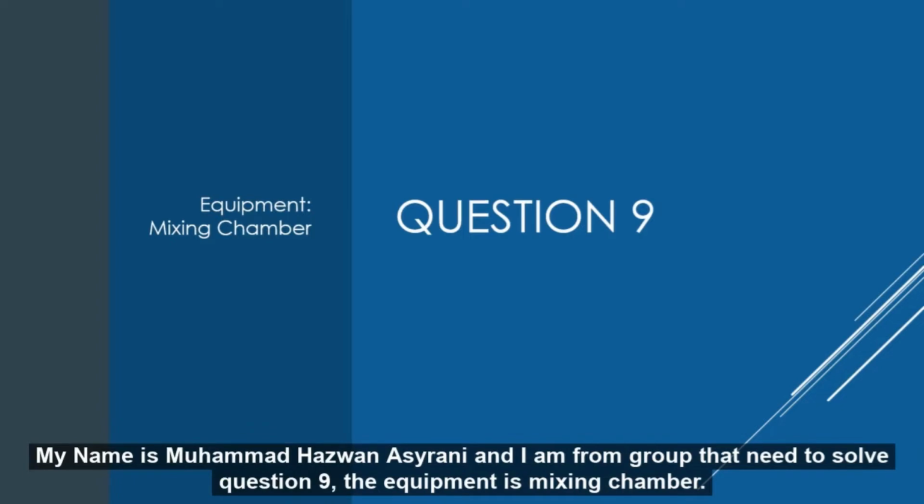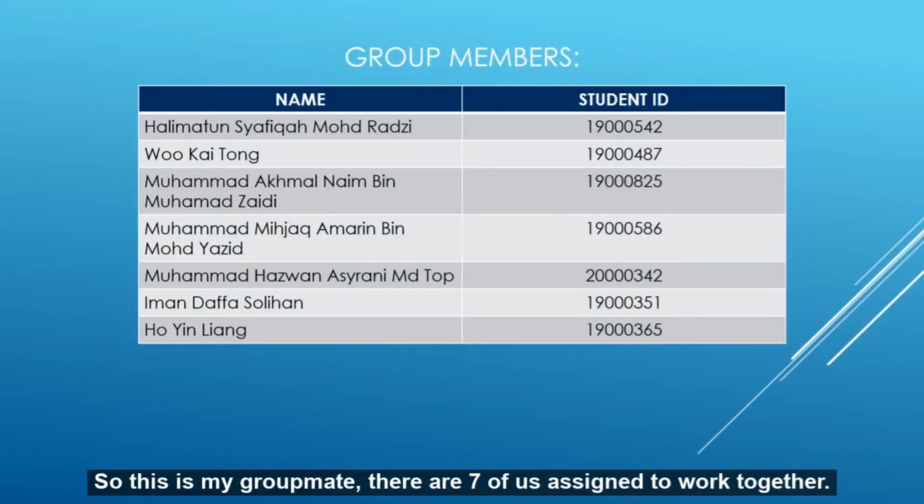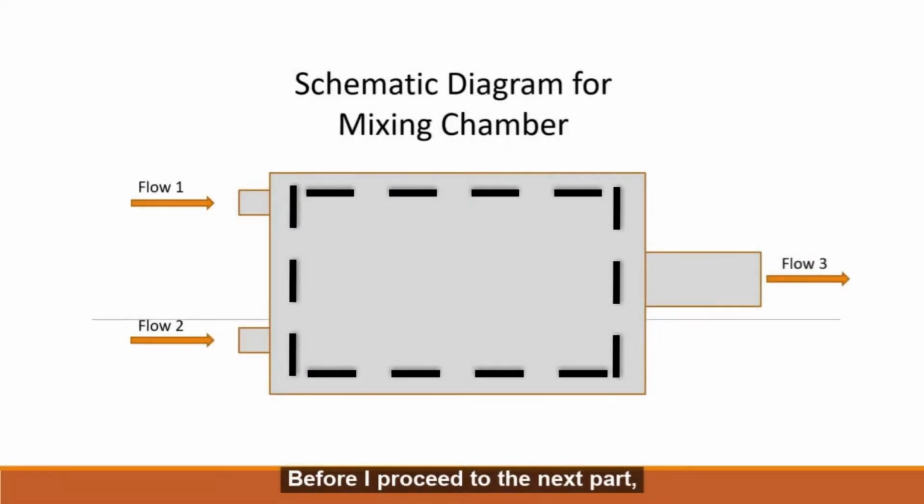So my name is Muhammad Hazwan Ashrani and I am from the group that needs to solve question 9, which is the equipment is mixing chamber. We will discuss further how to solve problems regarding mixing chamber. So this is my group mate. There are 7 of us assigned to work together. I proceed to the next part.